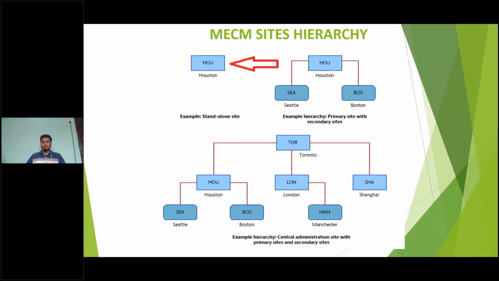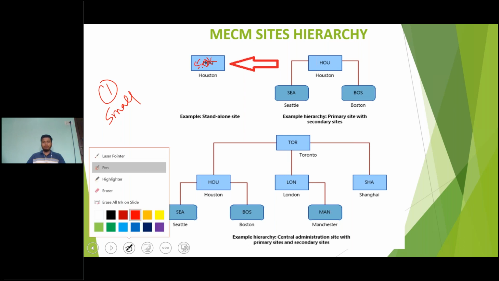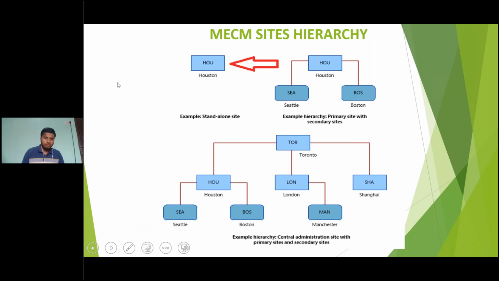So for example, if you have a small company and in that small company you have to implement SCCM. Let's say the SCCM is going to get installed in Houston location. Houston is having, let's say, 50,000 devices to manage. There are 50,000 devices in one building. I need to manage them through SCCM. How do I manage these devices?